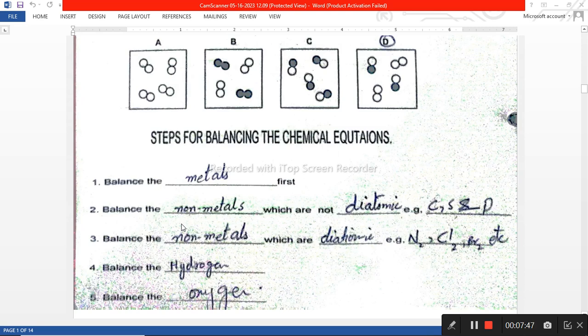If you do not remember all these steps, then you must remember the first step and the last step. First balance the metals and at the end balance the oxygen.